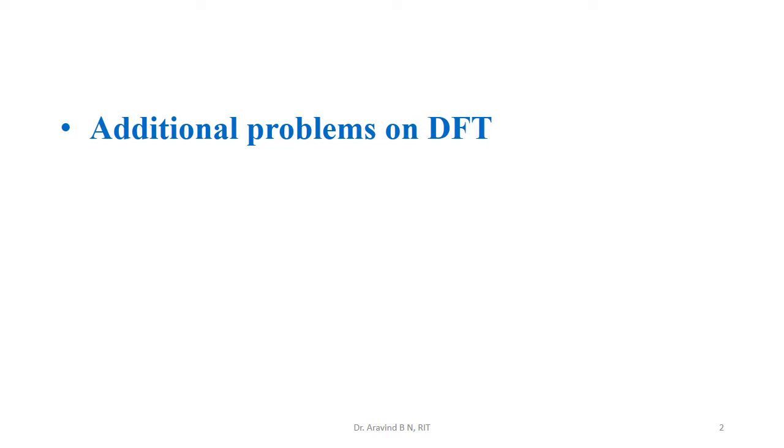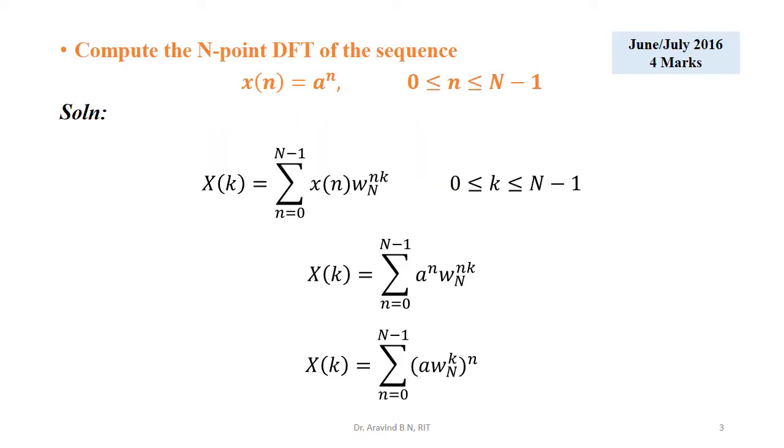In this lecture, we are going to discuss some of the problems related to DFT. Let us take the first one, the statement. Compute the N-point DFT of the sequence x of n is equal to a to the power of n for all the values of n varying from 0 to N minus 1. This is a previous examination question asked in June-July 2016 for 4 marks.